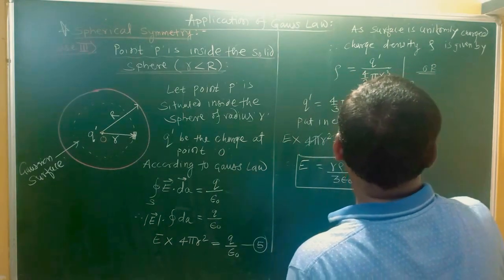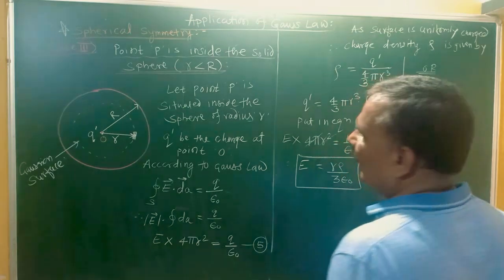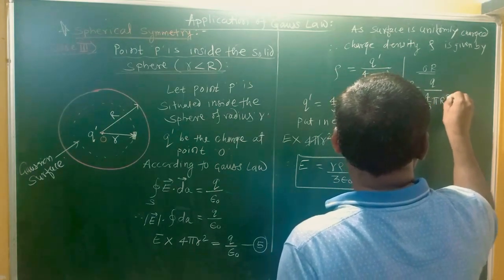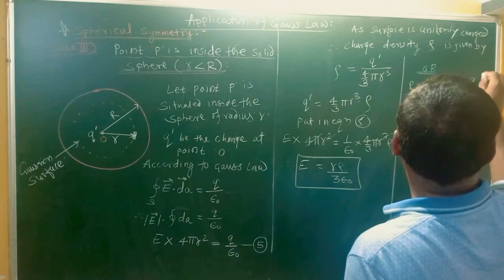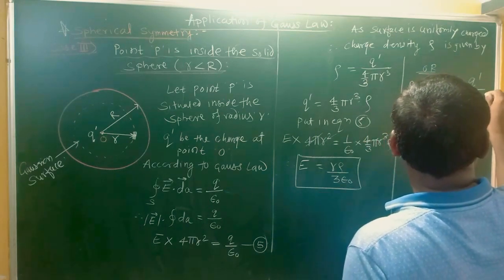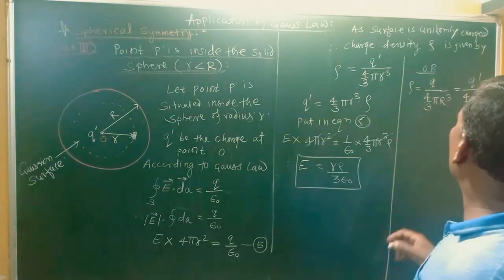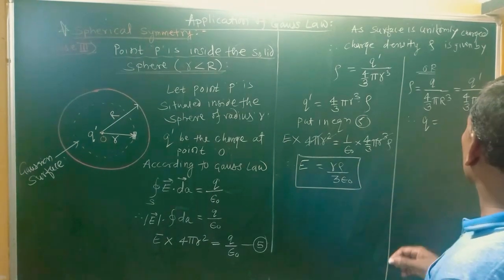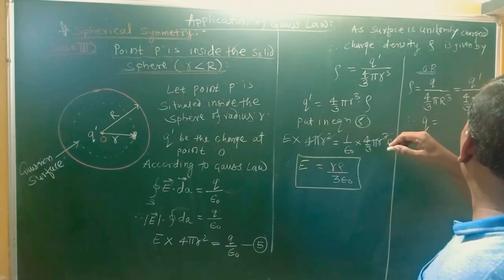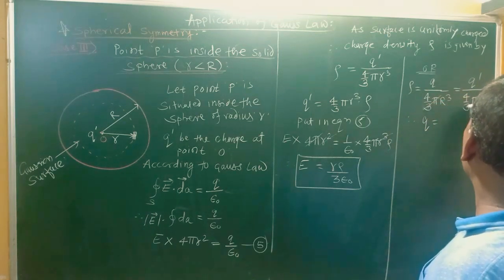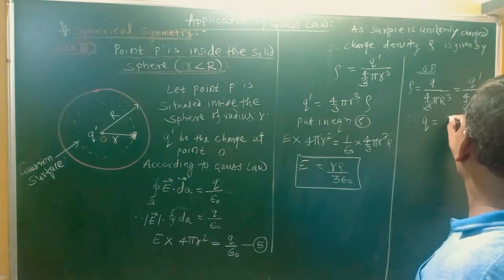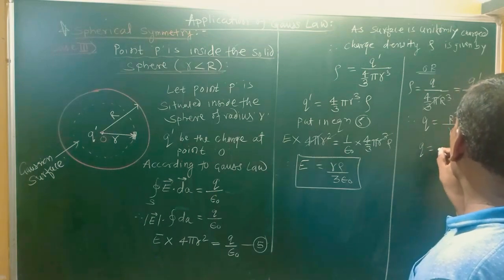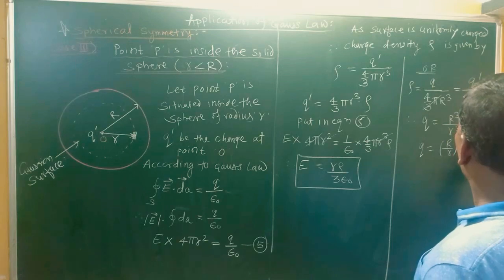Again, rho is equal to Q by 4 by 3 pi capital R cube, or Q dash is equal to 4 by 3 pi small r cube. Both charge densities are similar, so we have to find the value of Q. We cancel the factor 4 by 3 pi, and capital R cube into Q dash divided by small r cube, so Q is equal to R upon small r whole cube into Q dash.